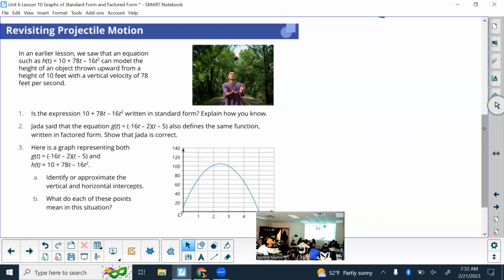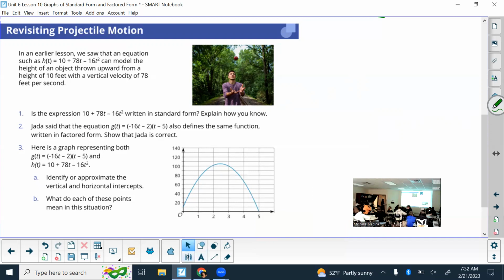So this equation, h of t equals 10 plus 78t minus 16t squared. First, before I keep reading, what type of function is this? Linear, exponential, or quadratic? It's quadratic. And why do you think it's quadratic? There's no multiplication. Okay, that's good, so it's definitely not exponential then. It's definitely not linear.